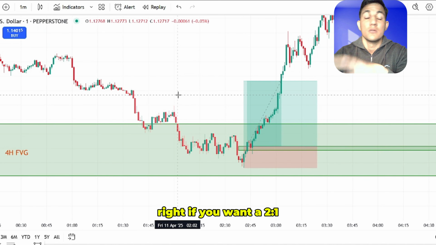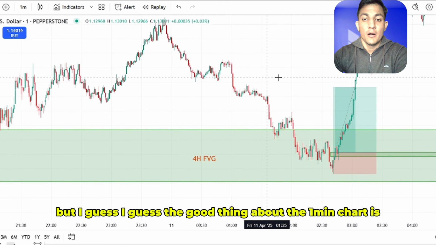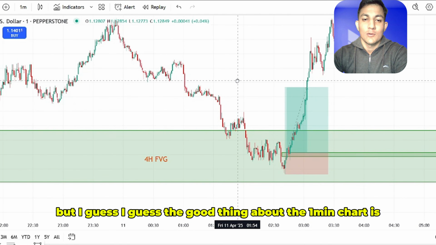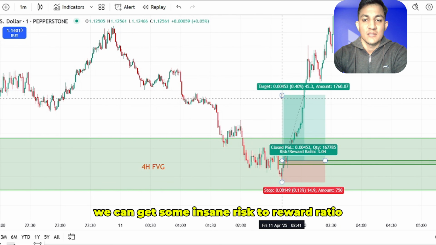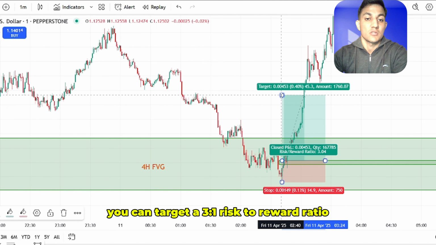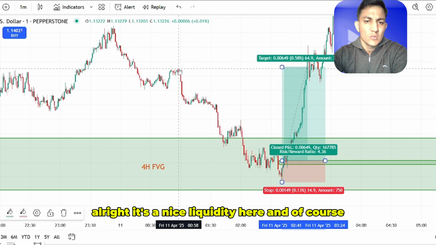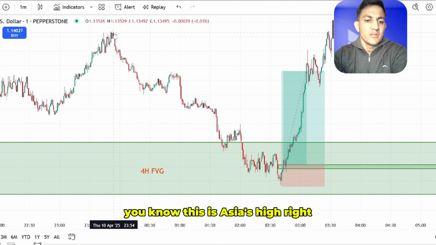If you want a 2-to-1, just use the 5-minute or even the 15-minute chart, and you can get that really easily. But I guess the good thing about the 1-minute chart is we can get some insane risk reward ratios. So for a minimum, you're going to target a 3-to-1 risk reward ratio. And here's some nice liquidity, right? Some nice liquidity here. And of course, this is Asia's high.